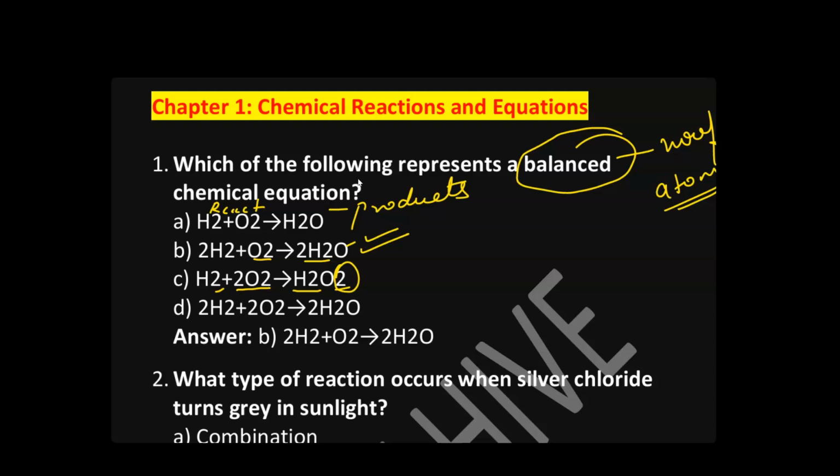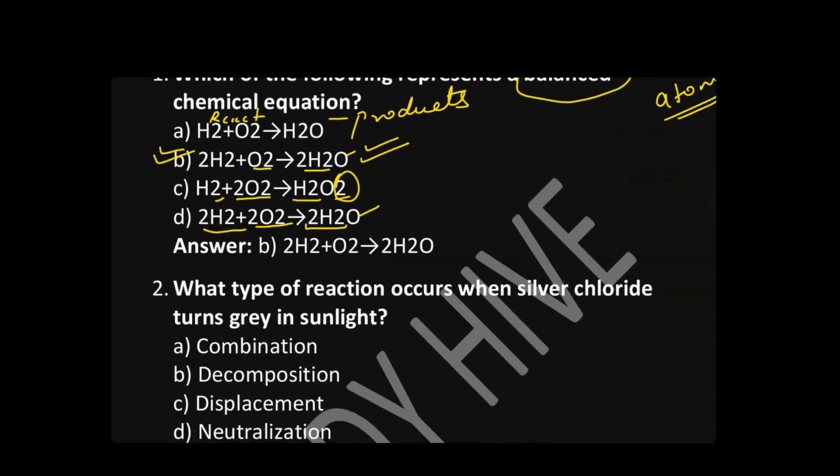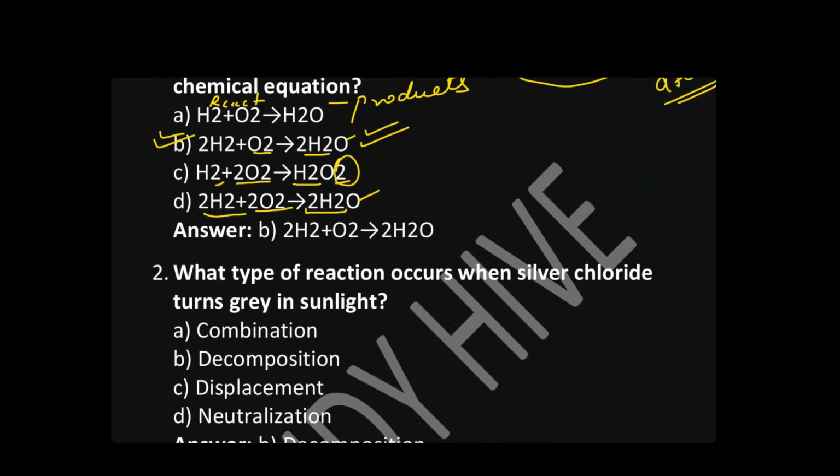In option D, 4 hydrogen atoms are present, 4 oxygen atoms are present. But in the product, 4 hydrogen atoms are present, but oxygen is only 2 in number. So this is also not a balanced equation. So the right answer is B. If any other question related to balanced chemical equations comes in the examination, how will you solve it? You will count the number of atoms on both sides.